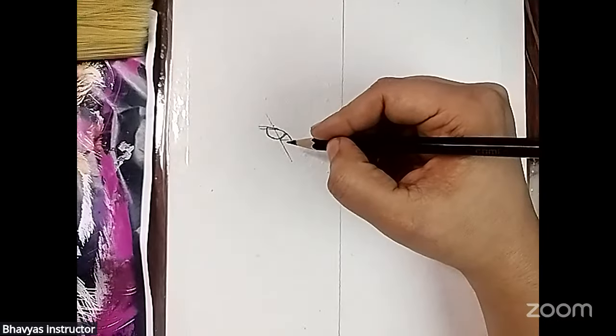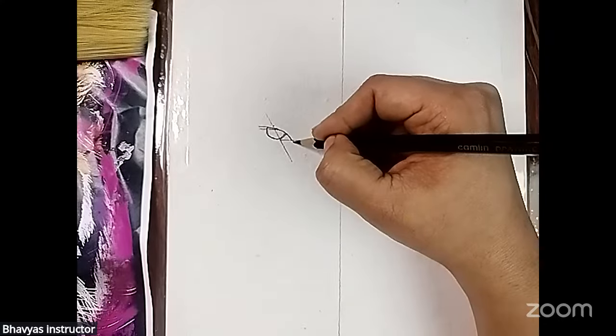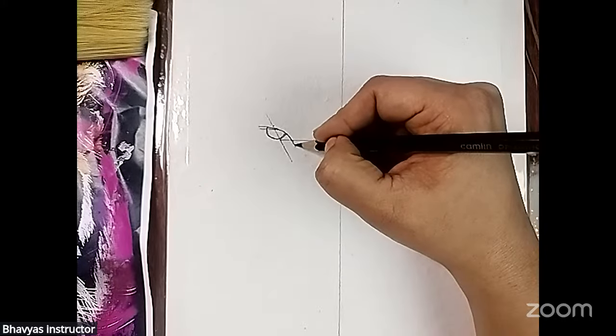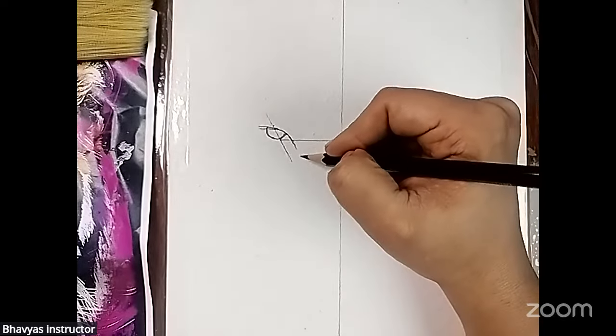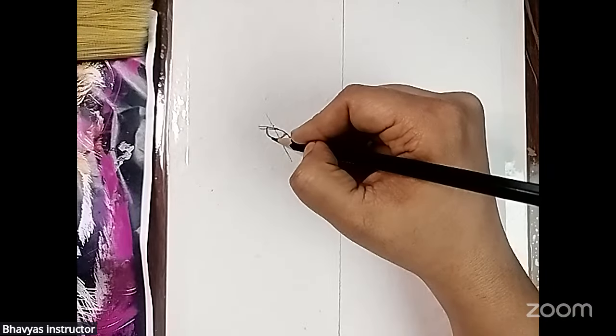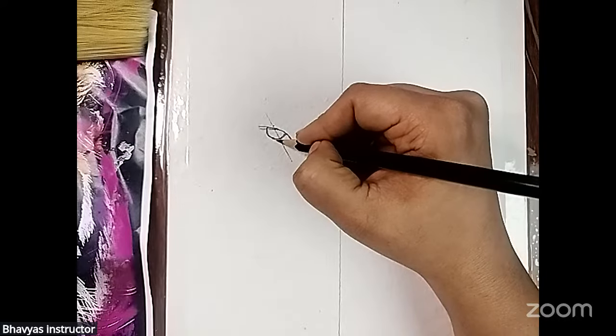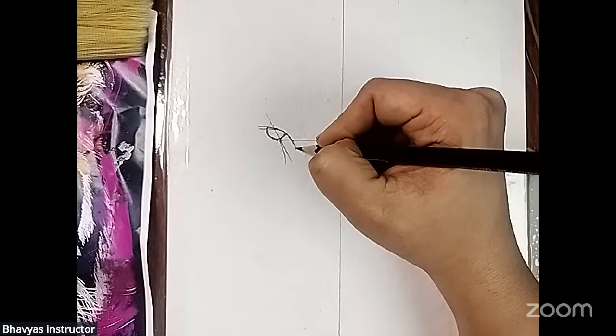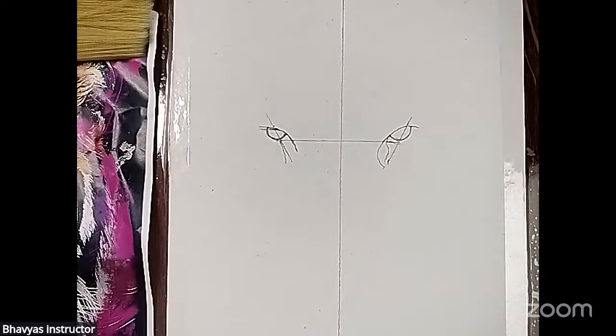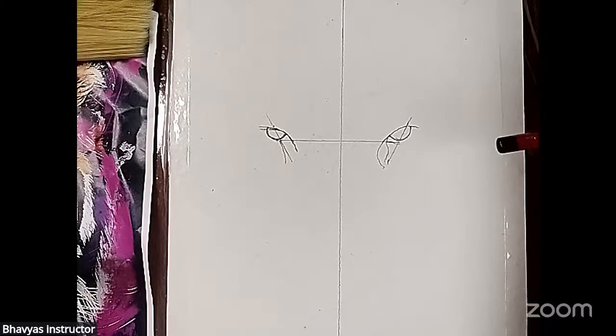On the left side, there is a shadow part, so it is not that clear when you take the reference image. So you just draw one curve from down here. Just give this structure like this. On the right side, it is more clear where the highlight value is visible, and where the shadow is there, the value is a little lower.